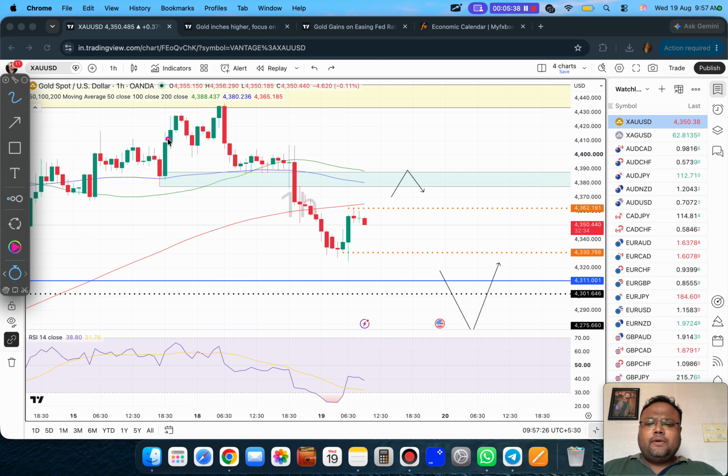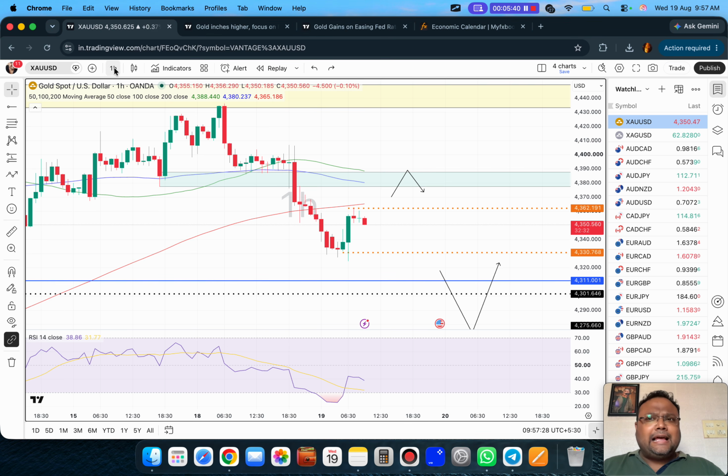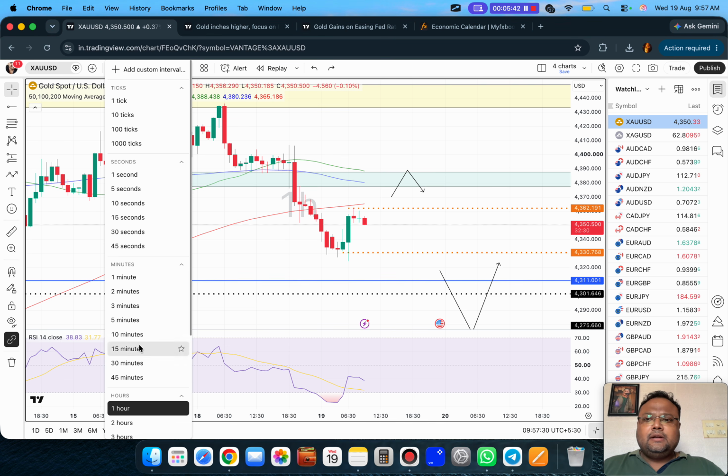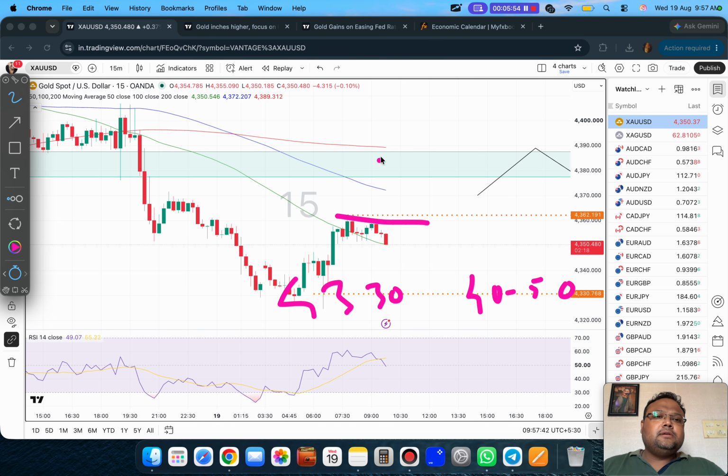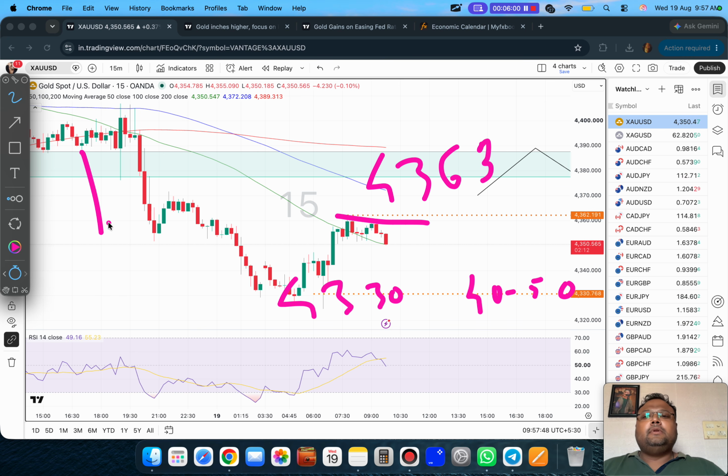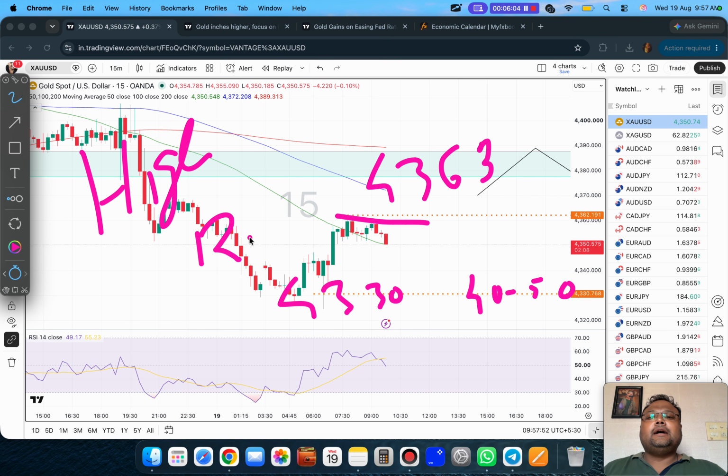And if you are a scalper, a risky trader, then you can look for 40 to 50 pips by around 4330. And if the market breaks 4363, let me remind you, these are high risk trades. If you're a beginner, a new trader, do not go for it.